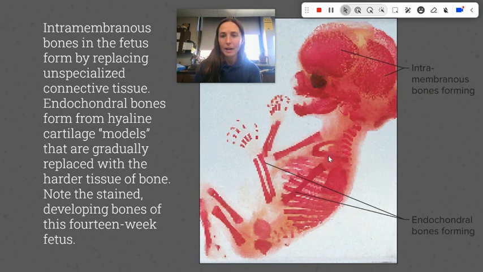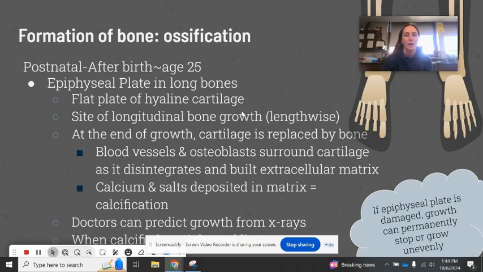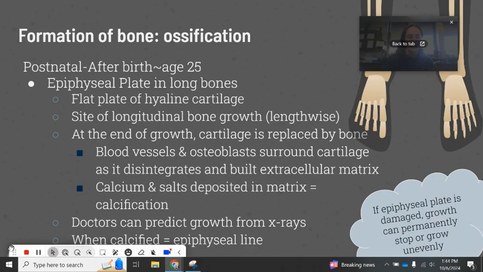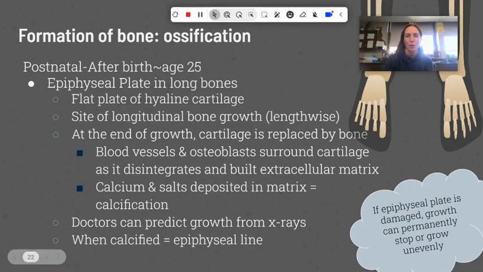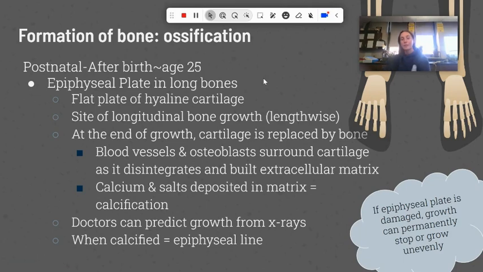The bones we are seeing down in the arms, right, in the hands, those are formed from that hyaline cartilage models, because that cartilage exists there first, and then those bones can gradually replace that with harder bone tissue. So when we are looking at bones of somebody who is already born, right, or postnatal, this is how bones are formed from after birth all the way up until you stop growing. For a lot of us, that's around age 25.